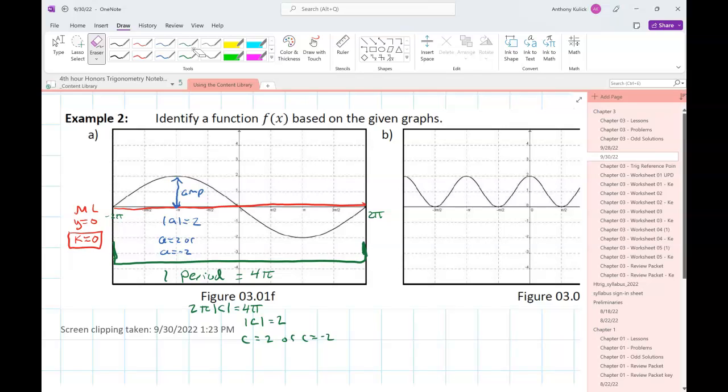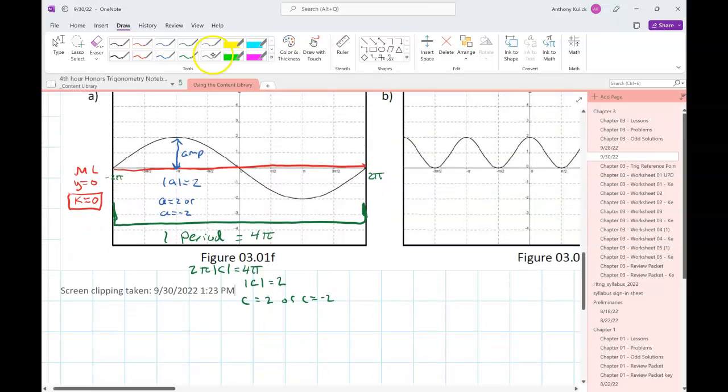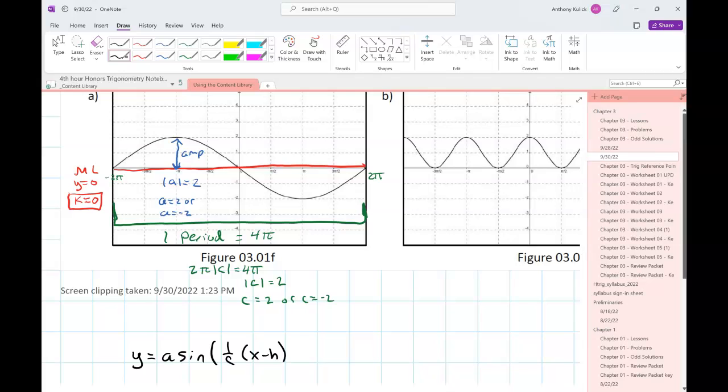Is everybody okay to hear? Okay, so now we're going to start finishing this off. So when I write my final answer, I could write every one of these as a sine function, or I could write it as a cosine function.